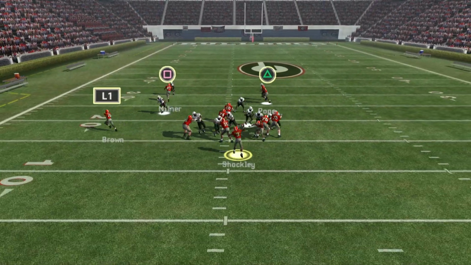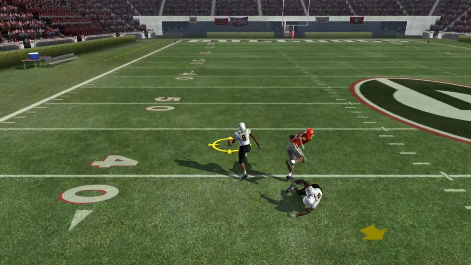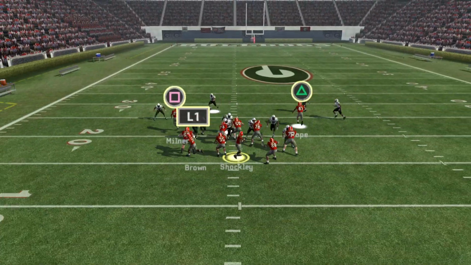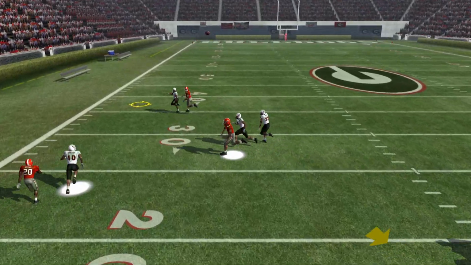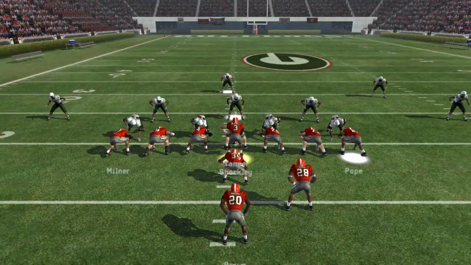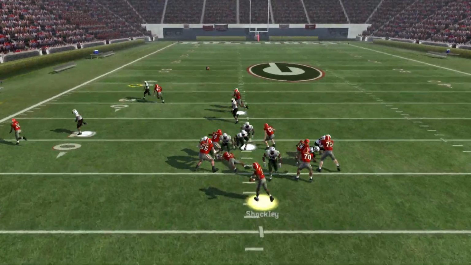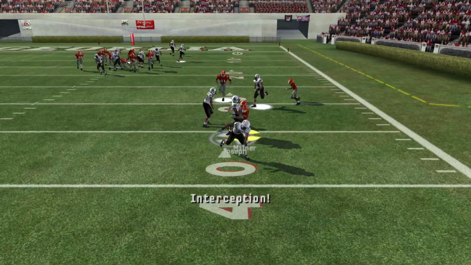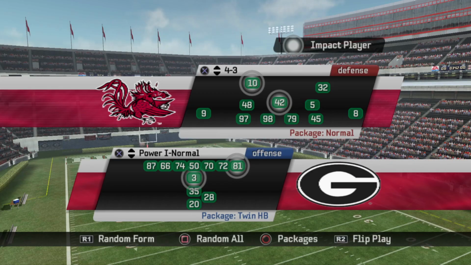Not a huge fan of these flag routes. You got to have really good timing on them. We can try it again. Both safeties coming up. That's just a miracle catch there. And that's an interception. Now I want to talk about zone.